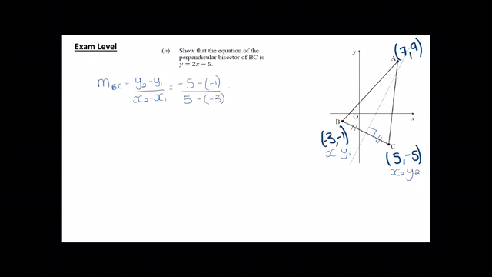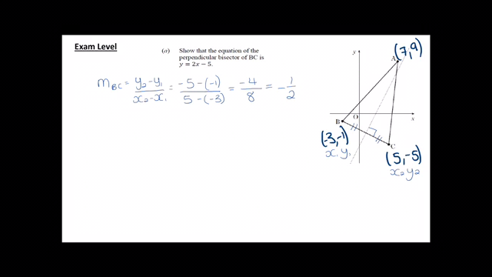So on the top, I've got -5, take away -1. If I take away a negative, I'm going to be adding them, so -5 plus 1 gives me -4, over 5, take away -3, again that would become a positive, and it would be a positive 8. Remember, wherever you can, simplify your fraction, so that is going to be -1/2. So that's the gradient of BC.